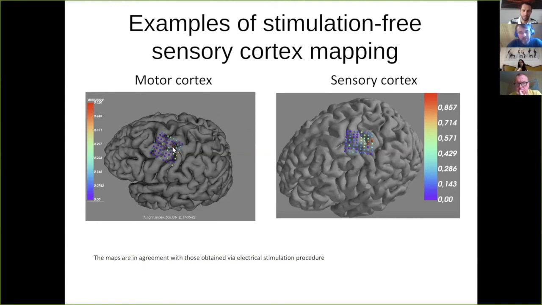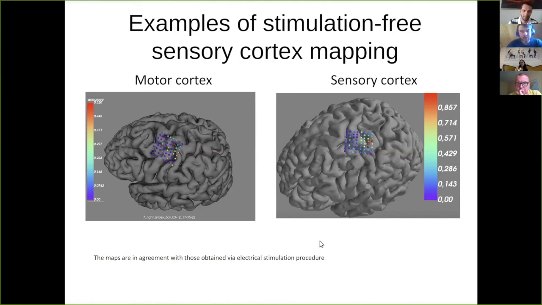Here is an example. The red color you see is the cortex that we're looking for. Here we were looking for the motor cortex, and indeed we can see we localized the motor cortex for the index finger in this case. And here the sensory cortex is localized for the same finger.